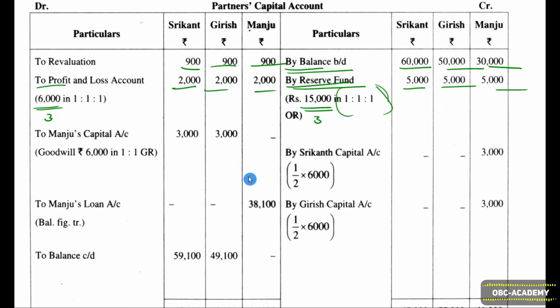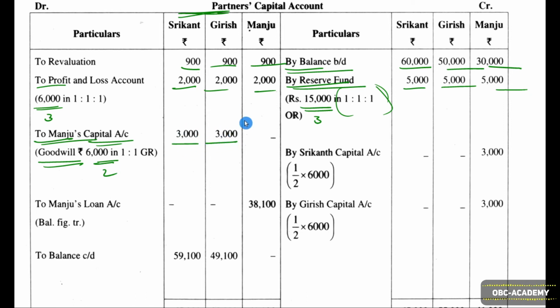Imagine if I want to send money to somebody with PhonePe or Google Pay: first the money will be deducted from my account, then it will be transferred to whoever I was sending to. It is just like that. First you have to deduct from Srikanth and Girish, then that will be transferred to Manju. Simple logic. The reason for deducting Srikanth and Girish's money is Manju's capital. How much? Goodwill 6,000. In what ratio? In a 1:1 ratio, because you have to deduct this amount not from Manju, because you are sending to Manju. You have to divide this between these two persons, Srikanth and Girish. So 6,000 divided by 2, 3,000, 3,000.